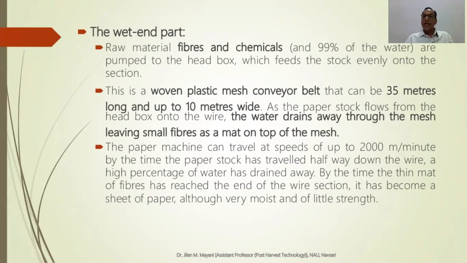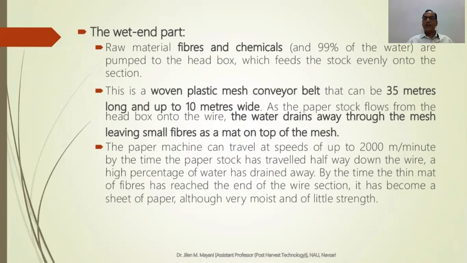As the paper stock flows from the head box onto the wire, the water drains away from the mesh through the mesh, leaving small fibers as a mat on the top of the mesh. Then it is taken off from there.